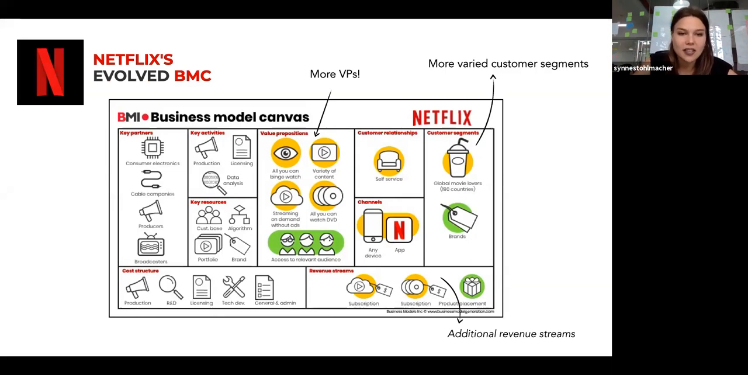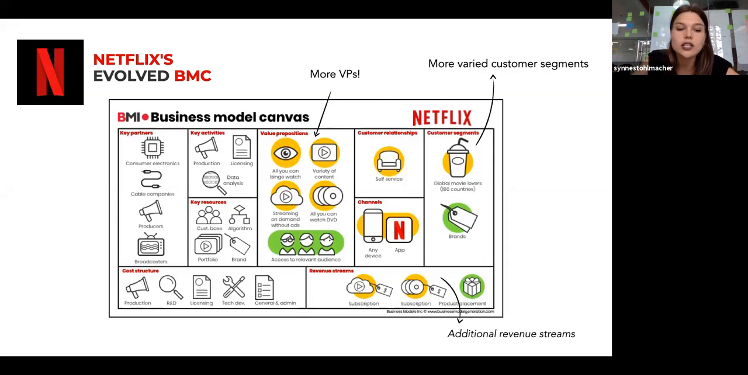On the left side of the canvas, you can see that their key activities now includes production. It's also still licensing and data analytics. The key resources is really about customer base, algorithm, their portfolio, and their brand. And you can see that they have many more partners now. One is, for instance, consumer electronics. If you recently bought a TV, Netflix is already built into the TV. You don't have to do anything but just log on and click the button. You have different cable companies that they partner with. You have producers, and you also have broadcasters.